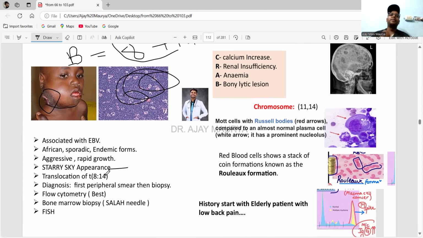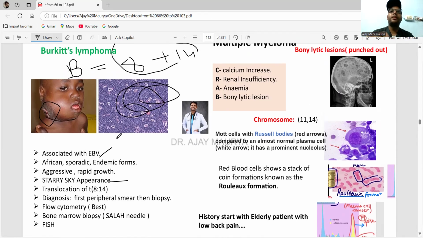The best test is flow cytometry and bone marrow biopsy, done using a needle. It is associated with Epstein-Barr virus. Remember here.